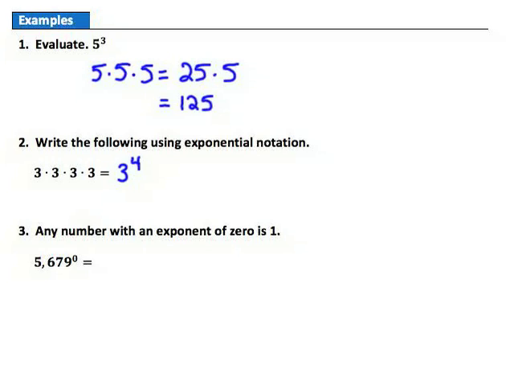Example 3. Any number with an exponent of 0 is 1. So I have the number 5,679 to the 0 power. Even though this is a very large number, if I take that number to the 0 power, it's going to give me an answer of 1.